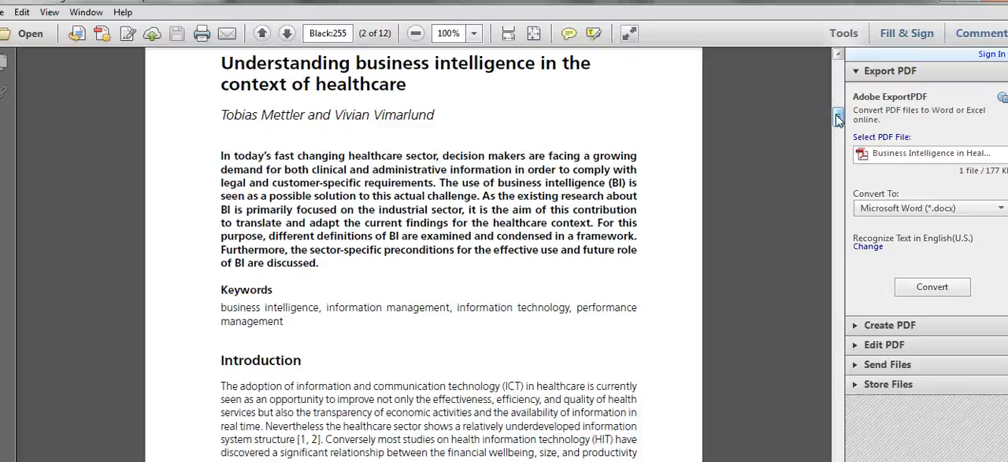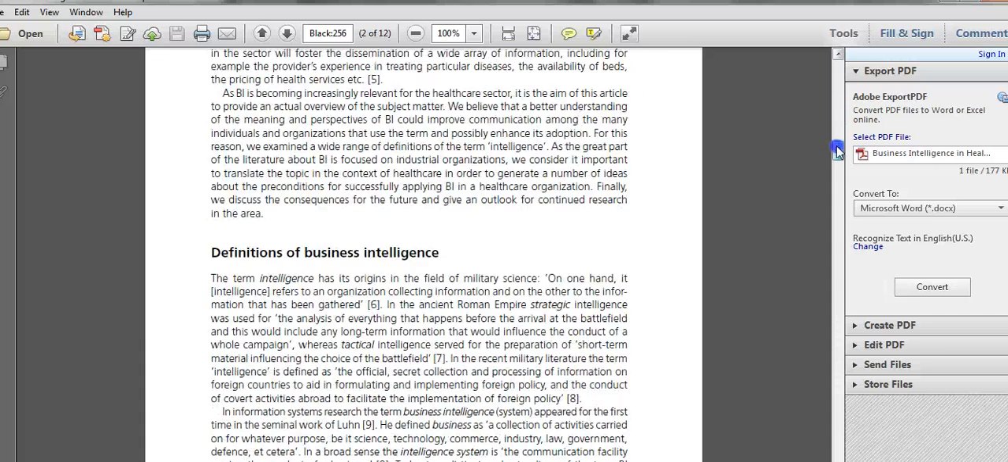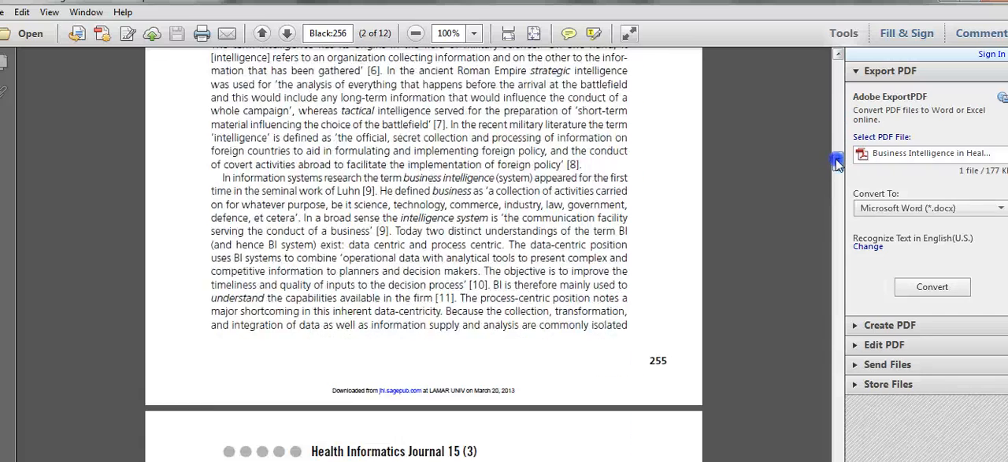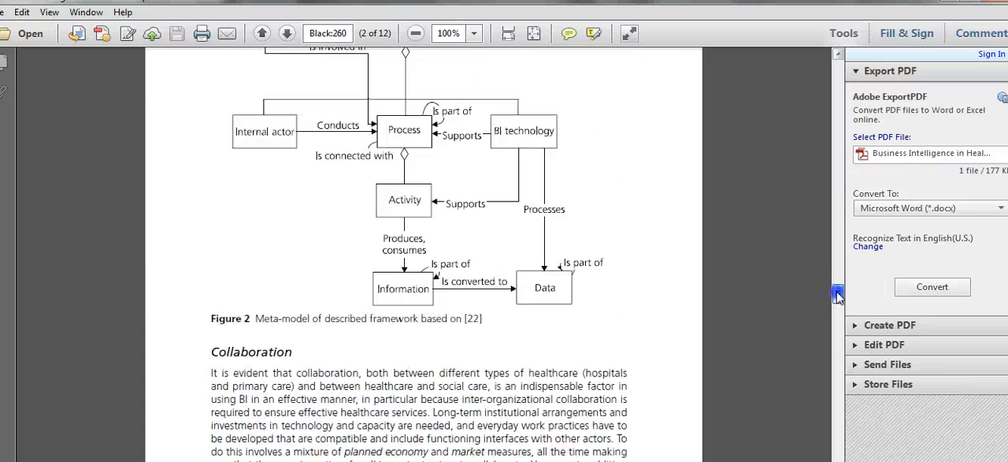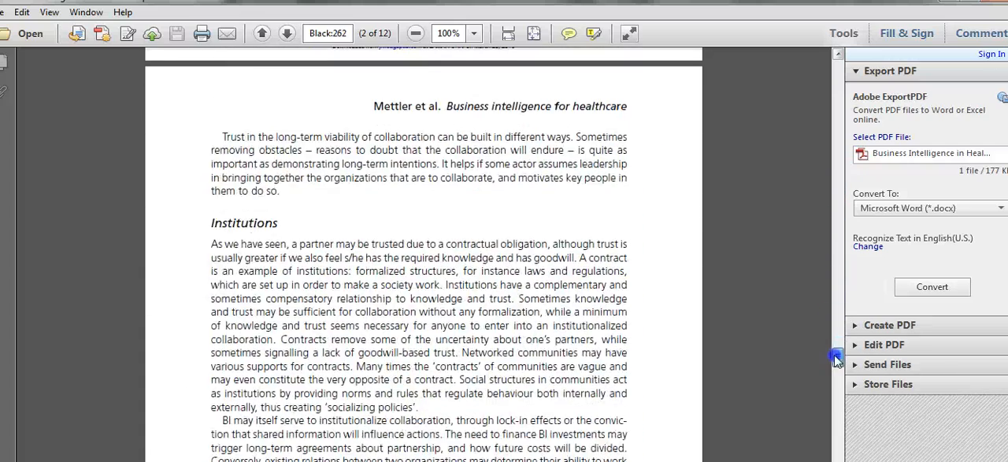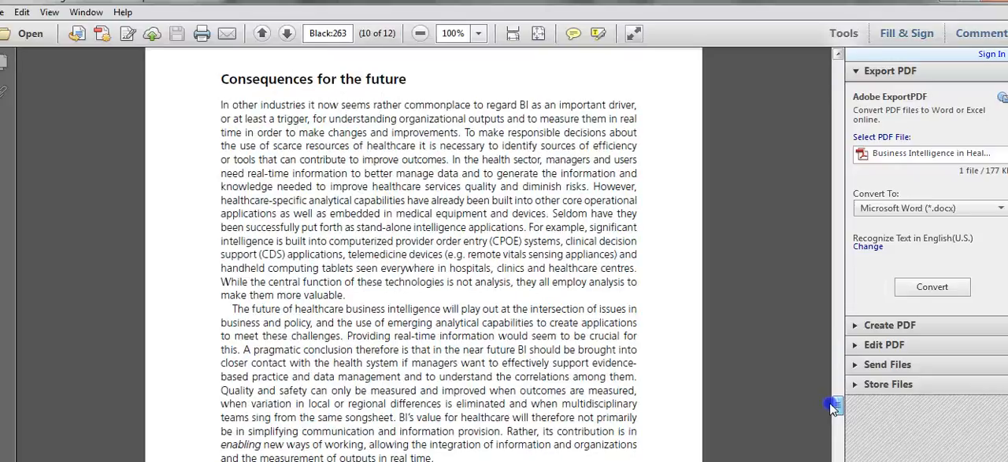So business intelligence is a way to understand the data, come out with the right information, and apply that information to improve business performance. In the healthcare context, improving business performance is directly focused on improving patient care and patient treatment outcomes. So there's a definition of business intelligence, the framework for healthcare, and the consequences for the future. In other industries, it now seems rather commonplace to regard BI as an important driver.